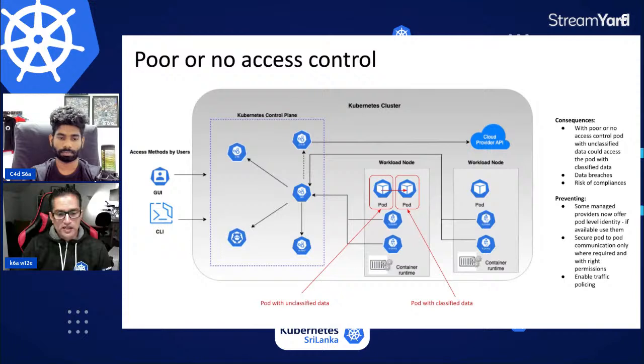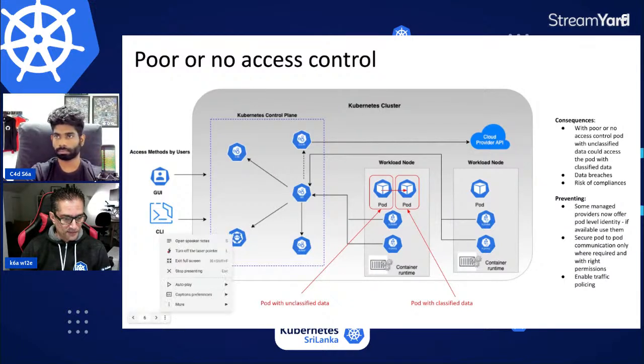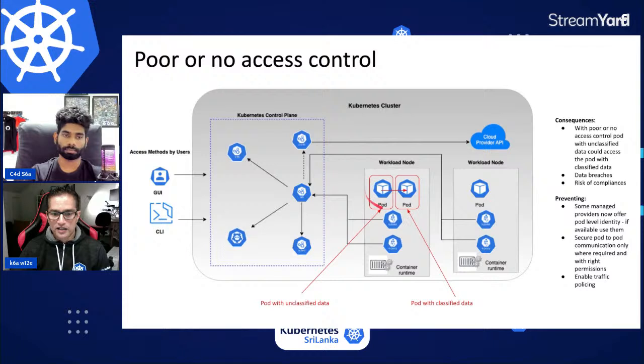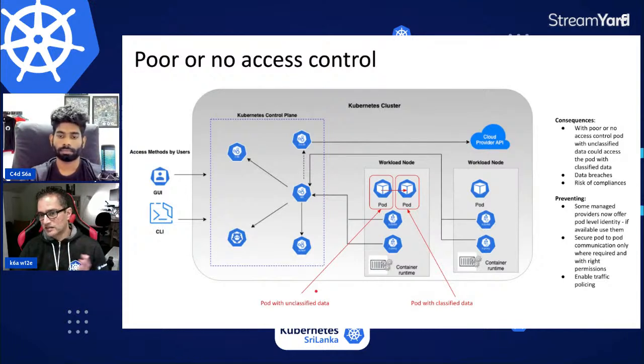So the next one is what I call poor or no access control. Now it is down to the actual workload that's running within the Kubernetes cluster. Imagine you have a pod which is running a service with unclassified data, data that does not need to be classified. There is no personally identifiable data like name, email address, bank credit card, or things like that.